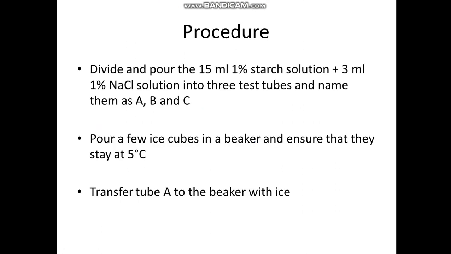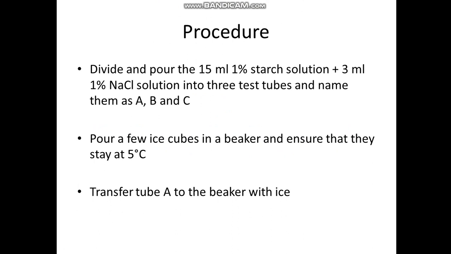We need to divide and pour the 15 ml of 1% starch solution which we have prepared, and 3 ml of 1% NaCl solution, into 3 test tubes, and we have to name them A, B, C. In each test tube there will be 5 ml. Then pour a few ice cubes in a beaker and ensure that they stay at 5 degrees Celsius.